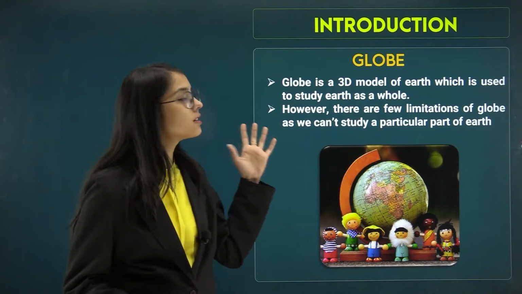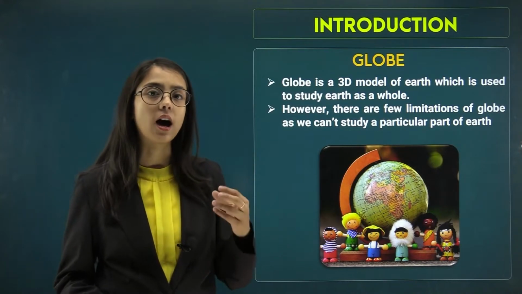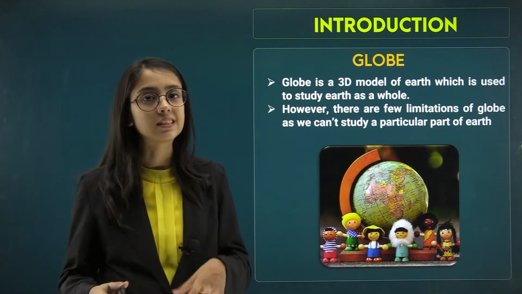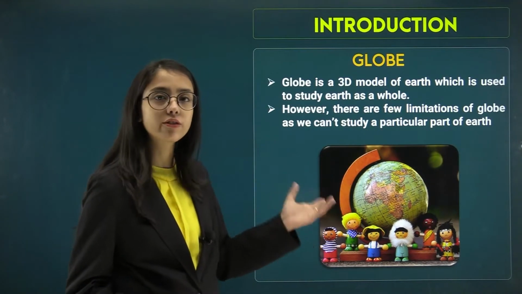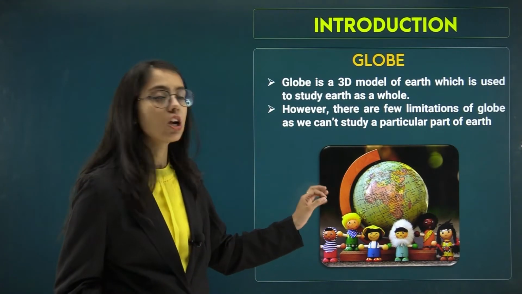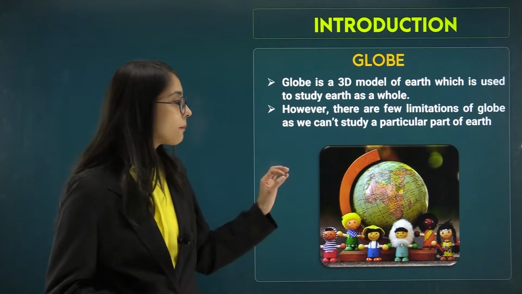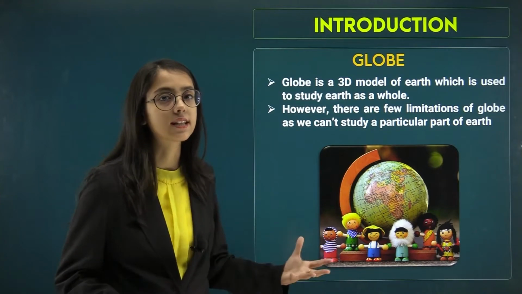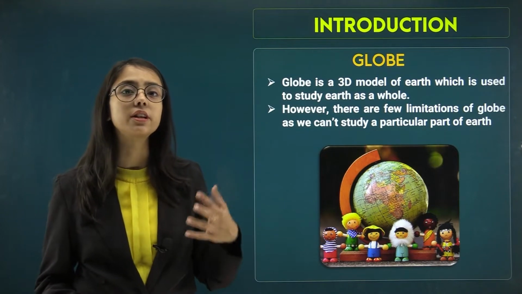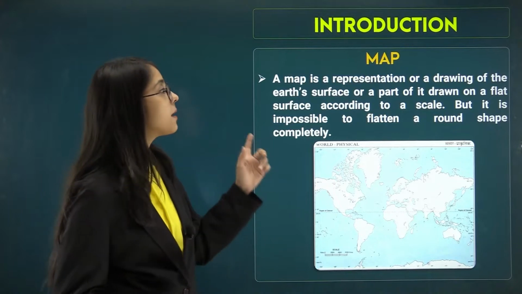However, there are a few limitations or drawbacks of using a globe, and those are that we cannot study a particular part, a particular country of the earth in detail. Globes give us an overview of the location, of the situation of each and every continent, city, state, ocean, etc. But we cannot actually study those in detail. So for a detailed study, we require something else. When we have to study different kinds of landforms, different kinds of water forms, we need something like a map.